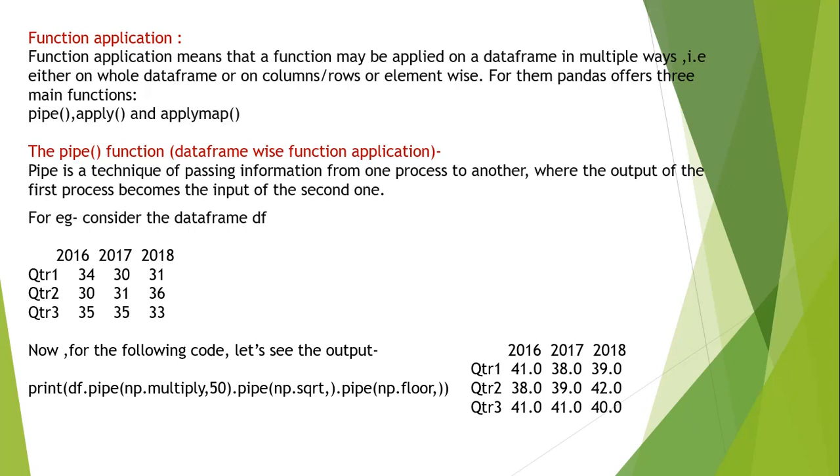30 has been multiplied with 50, giving 1500. Now this 1500 has been square rooted, which provides an output around 38 point something, and the floor function has brought it to 38.0. Similarly, all the elements have been processed accordingly. Now let's see our sample data frame, df.